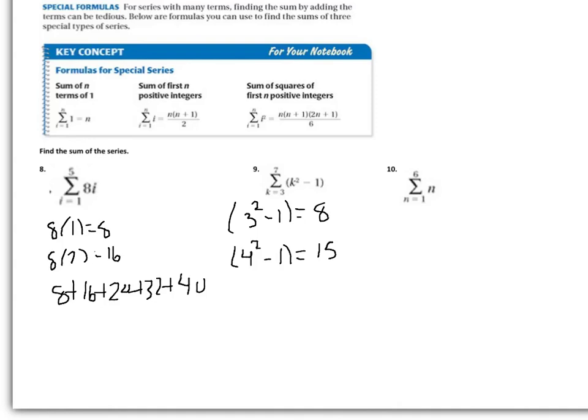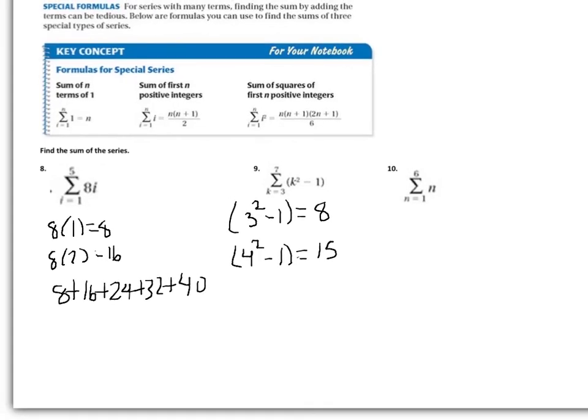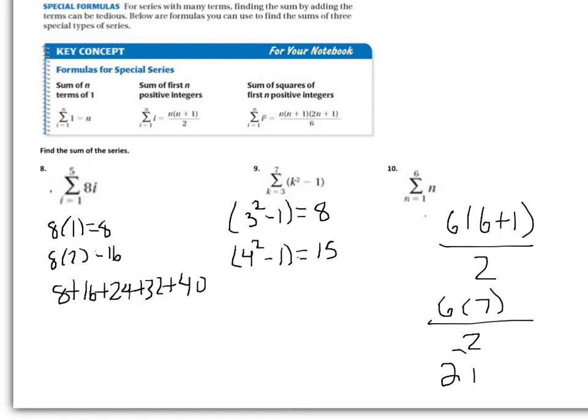Now number 10, or Monday I should say. Number 10. n equals 1 to, see how it says n? Doesn't this up here say just i? Just i right there. So it says to do n, meaning the top number. See how it has n at the top here? So 6 times 6 plus 1 divided by 2. 6 times 7 divided by 2, so the sum is 21. Okay? So just remember to finish 8 and 9, and I'll see you tomorrow, or Monday.